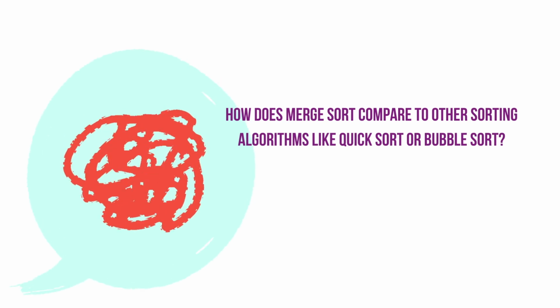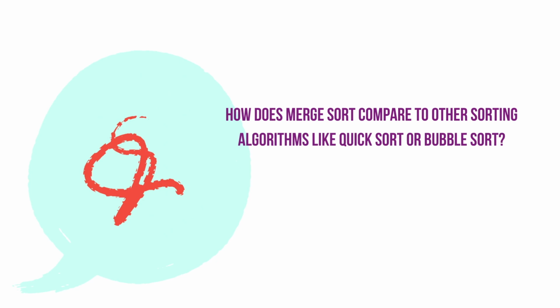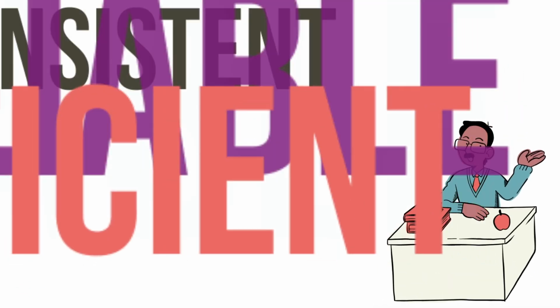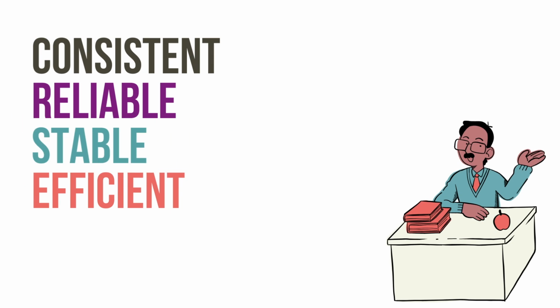How does merge sort compare to other sorting algorithms like quicksort or bubble sort? Merge sort is more consistent and reliable than quicksort, which has a worst-case time complexity of O(n squared). Merge sort also outperforms bubble sort and similar quadratic time algorithms for large datasets. Merge sort is preferred in scenarios where stability, consistent performance, and sorting large datasets efficiently are important requirements.